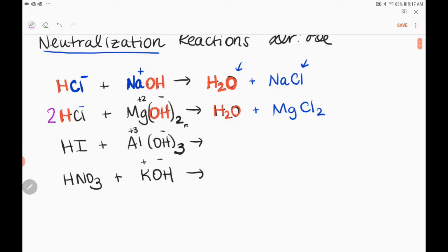Another problem is that there's 2 oxygens over in this reactant side, and there's 1 in the product side. So let's go ahead and put a 2 here. So now we've got 1, 2, 3, 4 H, and 1, 2, 3, 4 H on the right, on the product side, 2 Cls on the reactant side, 2 Cls on the product side, 1 Mg on the reactant side, 1 Mg on the product side.